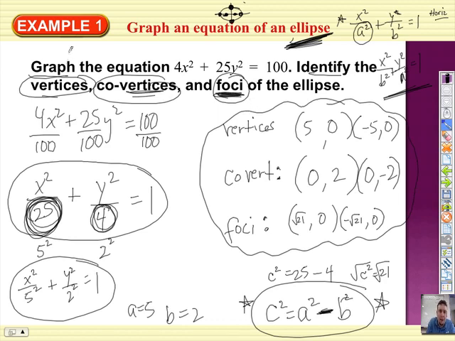And if you had to graph it, once again, I find my A, my B, and put them on the graph here. A is 5, go 5 over here, 5 over here. Put B, go B up, B down. And then find your C, and then just say, okay, square root of 21 is about this decimal. Put it here, put it here. Draw an ellipse, okay? So that's it. That's how you find the important characteristics here.